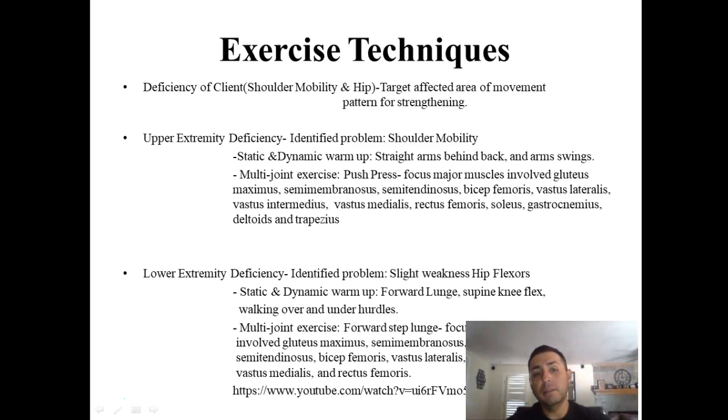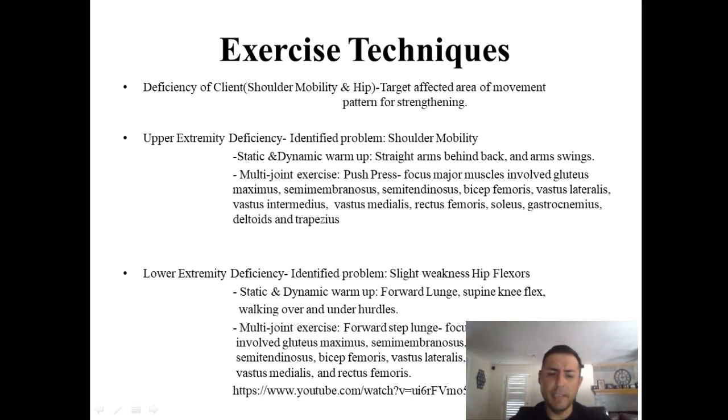Now, the next exercise plan I had for him was a lower extremity deficiency. I identified the problem after the FMS, and I noticed a slight weakness of his hip flexors. So I really wanted to focus on that since he's going to be doing a lot of running, and a lot of showing technique of his specific position group during football season.